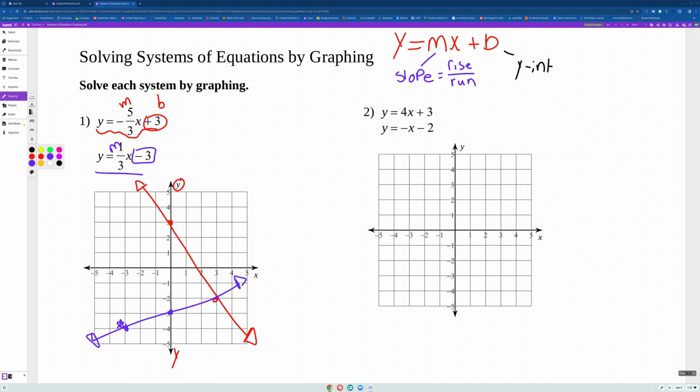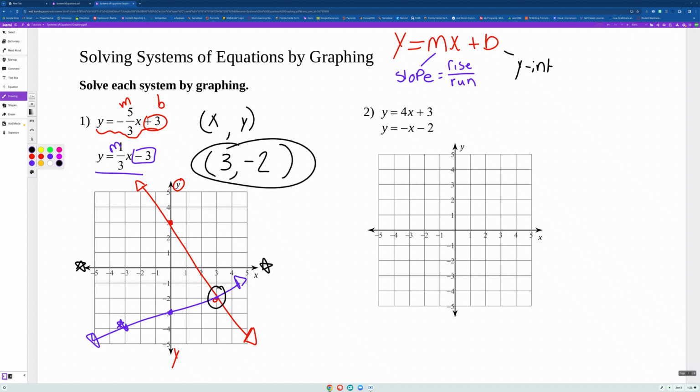And then the answer to the system of equations is wherever they cross, they intersect. So in this case, they intersect right there. So my ordered pair is always going to be x and then y. So x meaning you're moving along this side, and then y meaning you're either going up or down. So in this case, my x would be 3, and I'm going down 2. So my solution is 3, negative 2.